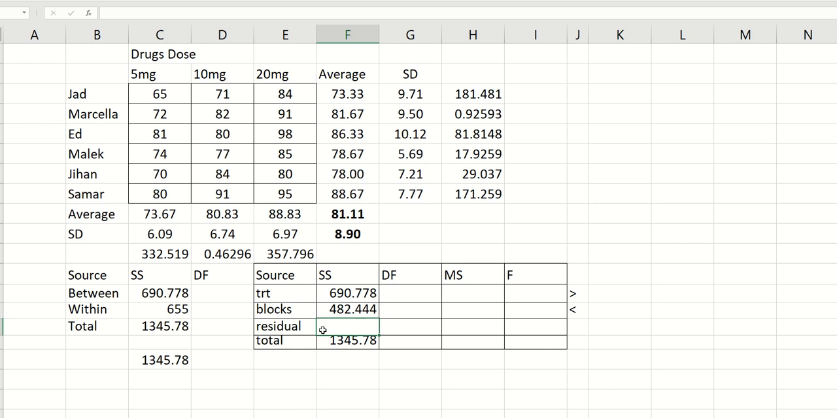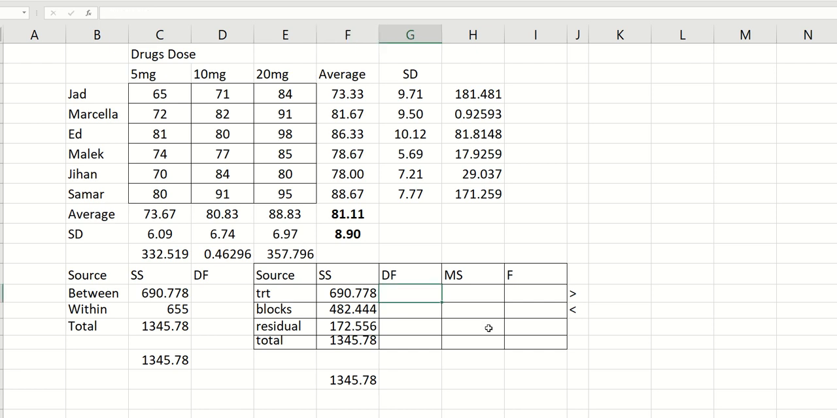482.44. And to get the residual, what you do is take this total minus these two together, or you can take the within minus the block. Now I'm writing it wrong, let me fix it. It's not E, it's F. So that's your residual sum of squares. And again, if you were to add these three values together, you will get exactly what we had at the beginning, which is the total.